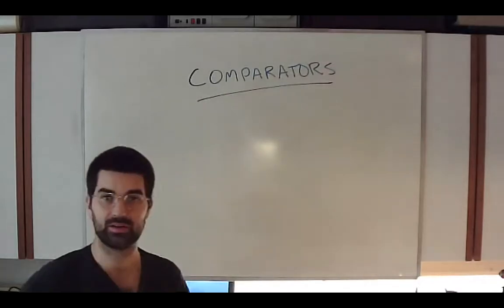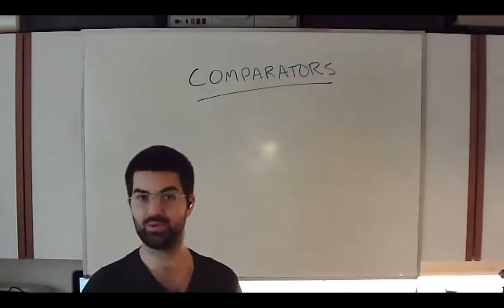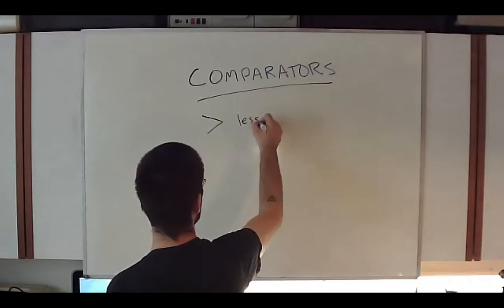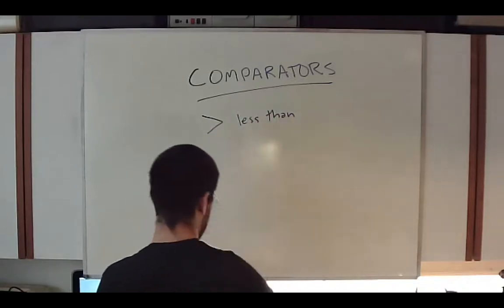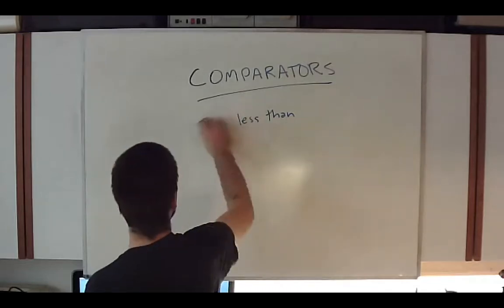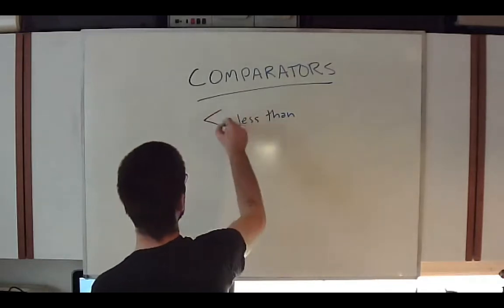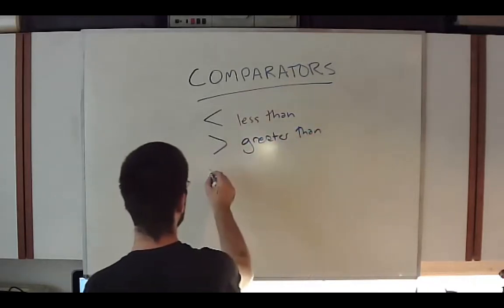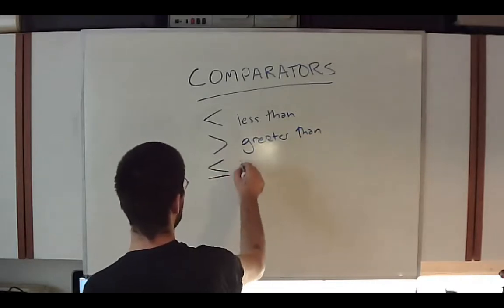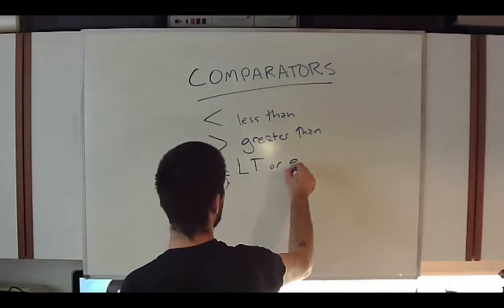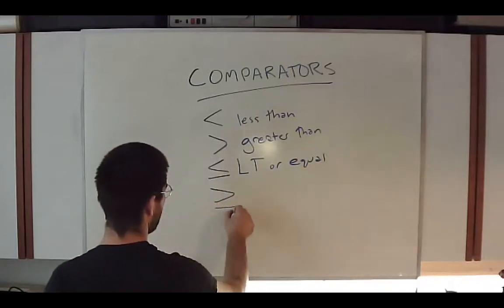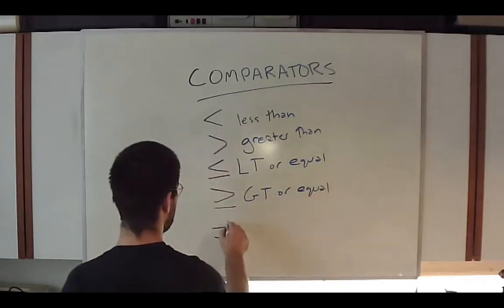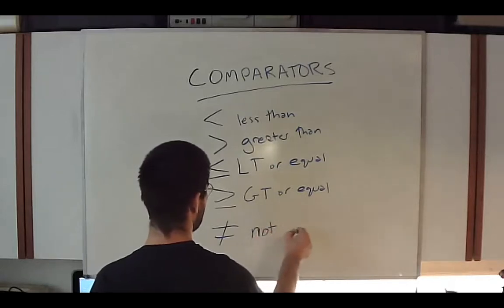So comparators compare two things. Pretty straightforward. So we have less than, oh, sorry, that's greater than. Less than, greater than, less than or equal to, I'm just gonna say LT or equal, greater than or equal, and not equal.